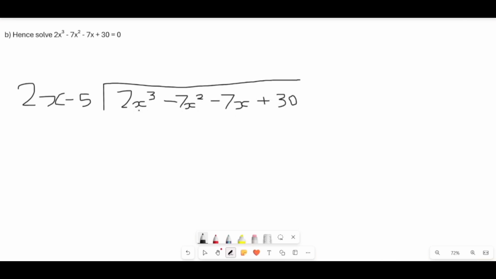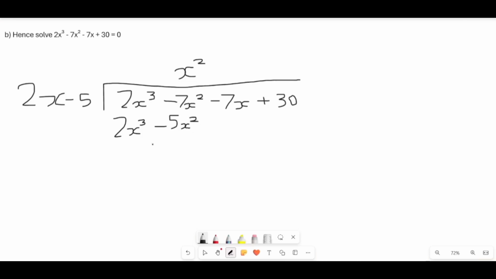Okay, so the first step is going to be to take this 2x cubed here and almost compare it to the 2x. Think, what do I need to multiply 2x by in order to get 2x cubed? And you should say x squared, which I'm going to write over here just because it looks nicer, since it's above this x squared over here. Now at this point, we're going to almost do the reverse, and take this x squared and multiply both of the terms over here by it. So x squared times 2x is 2x cubed. x squared times minus 5 is minus 5x squared.